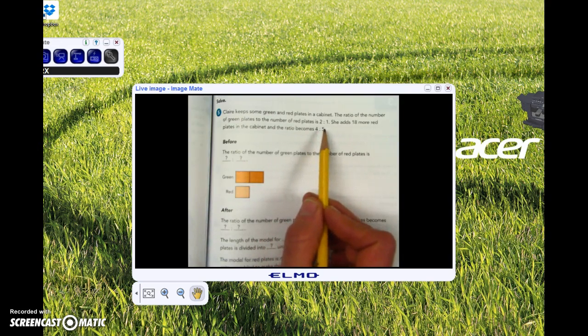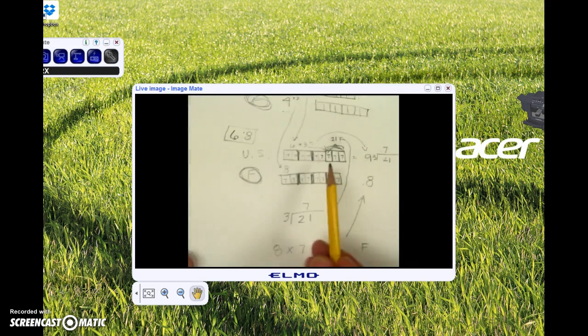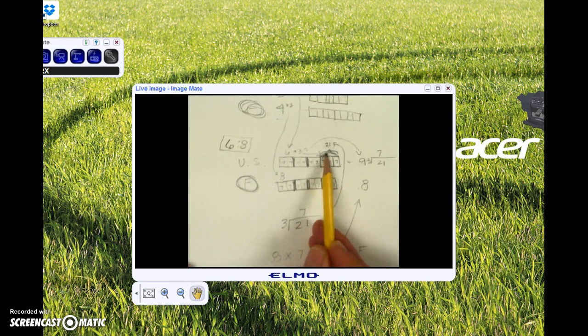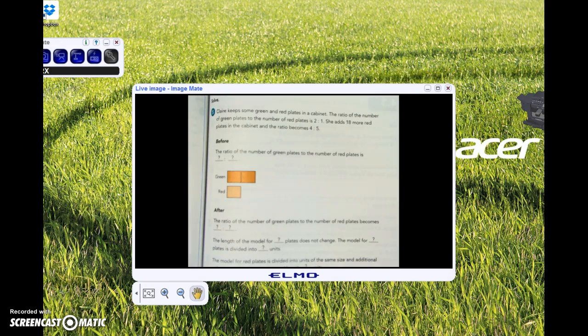So you're going to need to do just like we did over here and figure out, if she adds 18 instead of 21, how much is that equal to, and figure out how much each unit is. Hopefully that will help you.